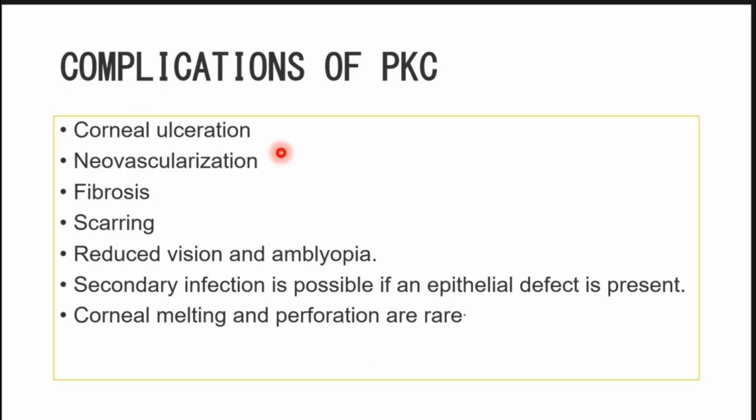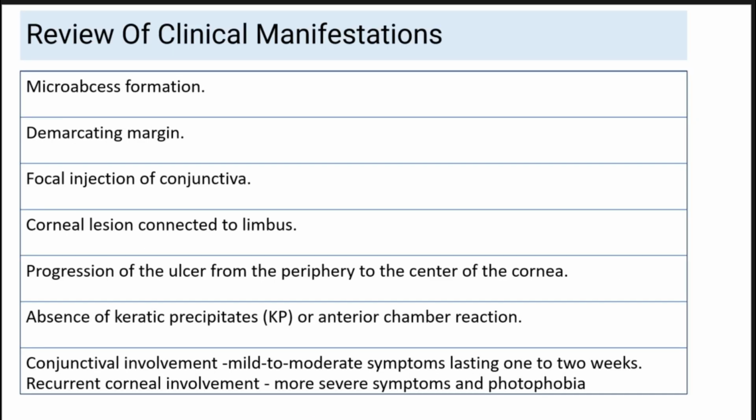So, you can have corneal ulceration, you can have pannus formation, that is neovascularization. You can have fibrosis, scarring, and because of the scar, there might be changes in the refraction of the eye, and that can lead to astigmatism, reduced vision, and amblyopia. If there's an epithelial defect because of the ulceration, it can lead to secondary infection as well, and that can cause corneal melting and perforation, which are, of course, rare complications.